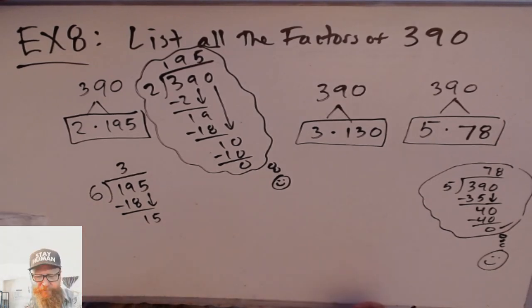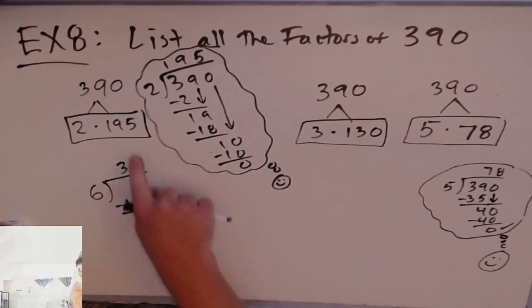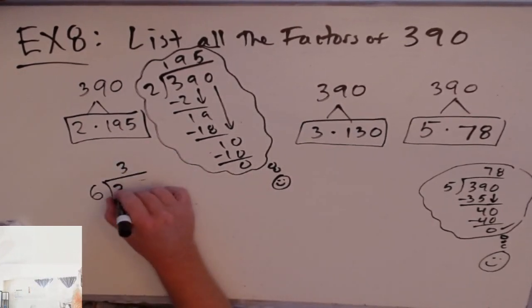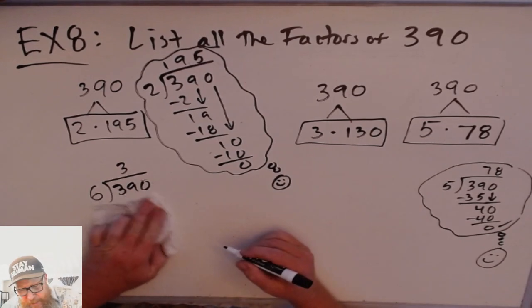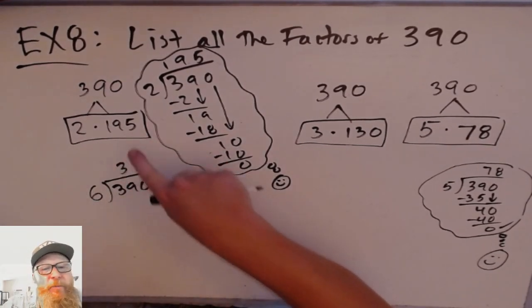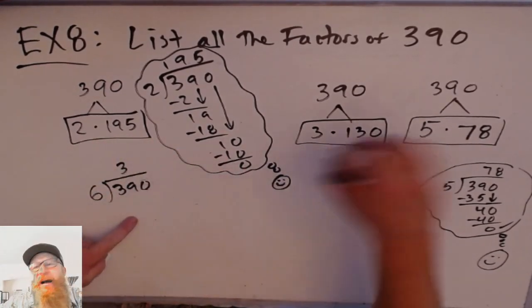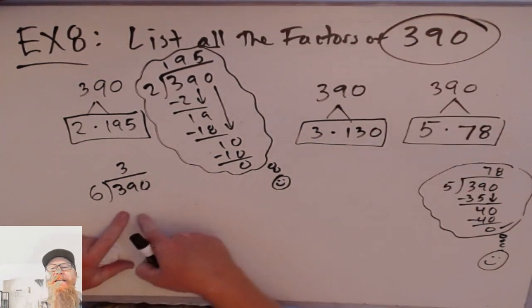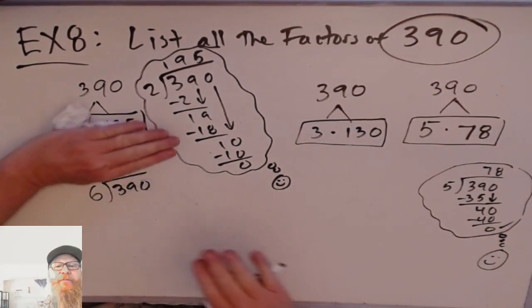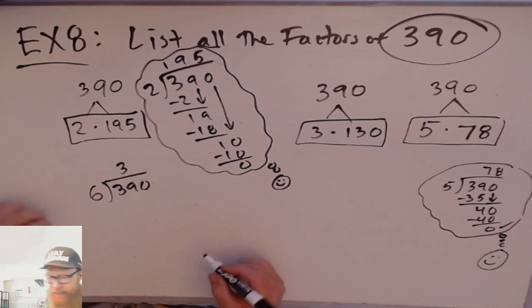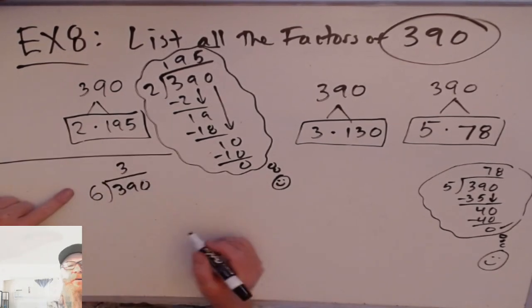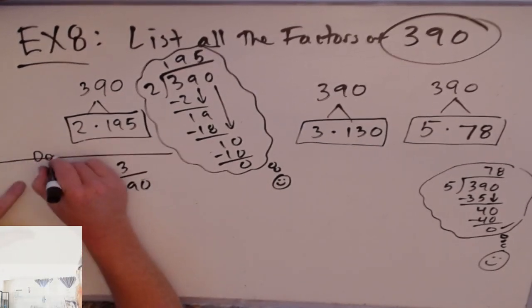Oh! I'm dividing the wrong number. Sorry, I'm a human being. I was looking at the 195. Remember, my number is 390, not 195. I shouldn't even be looking at that. Put a bar right there. Don't look. Don't look.